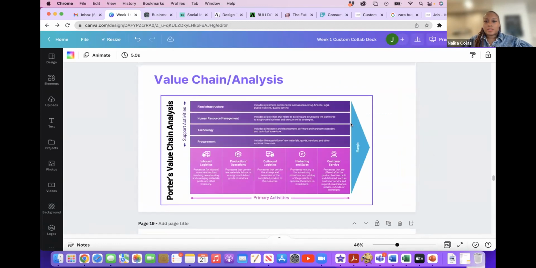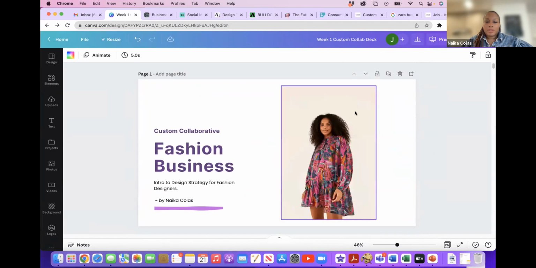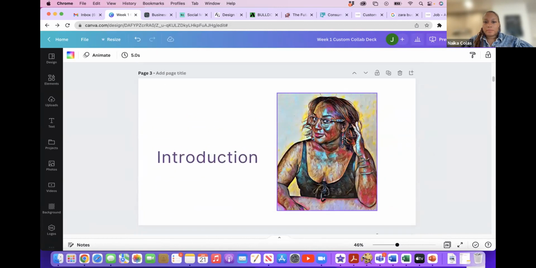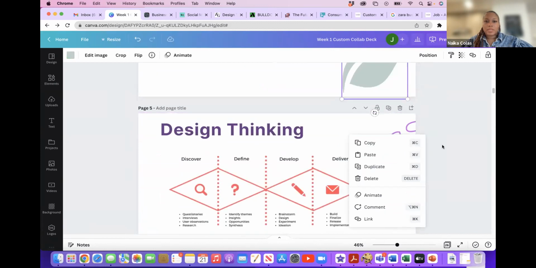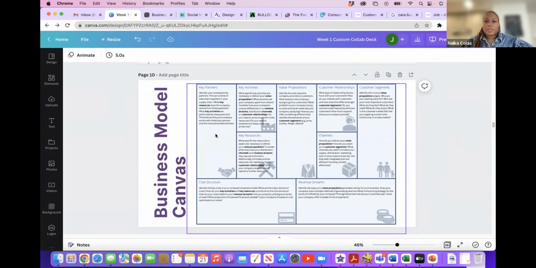I'll send it to you, Ganeda, and then I'll send you the business model canvas and the trend forecasting report. Okay. Complete as much as you can.